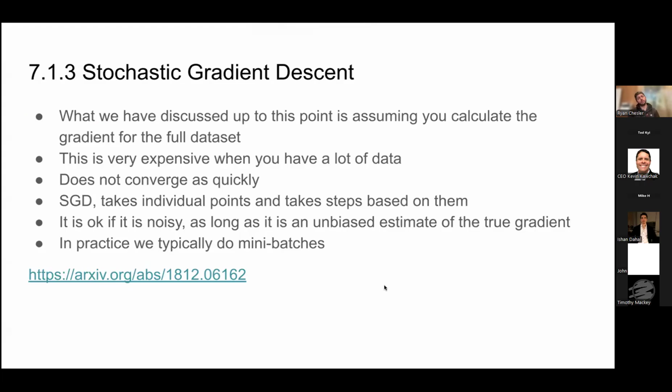So what we've been talking about mostly is batch gradient descent. You look at all of your data, you calculate the gradient, you sum it up, and then you say which direction should we go in? And that's okay when you have a small data set, maybe a medium data set.